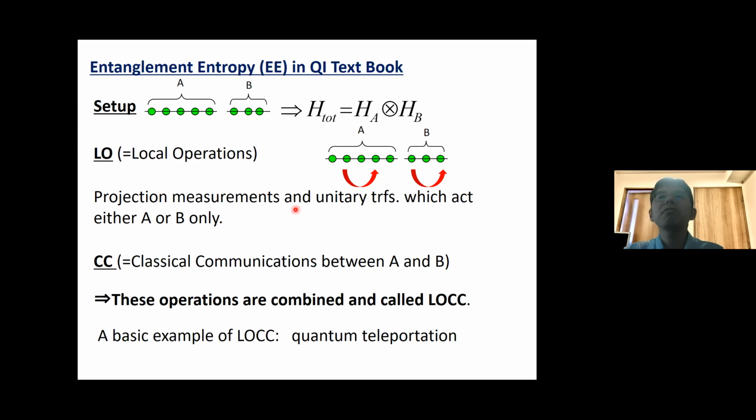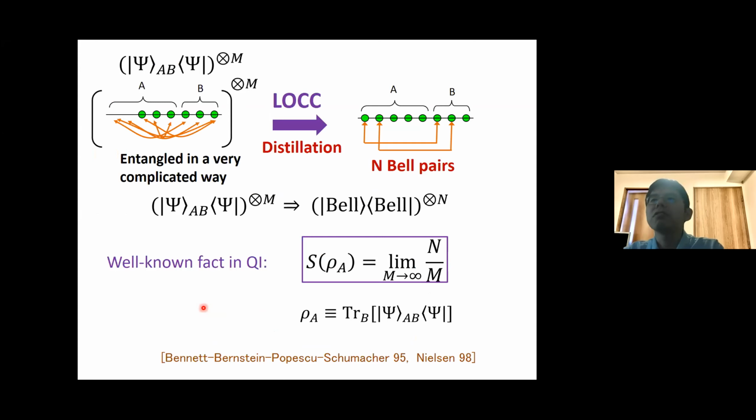Inside A and B, we apply some local quantum operation, which is called LO, local operation. So there's projection measurement, unitary transformation, or generalized operations. But we can have classical communication between A and B. These are totally called LOCC operations. The basic example of an LOCC protocol is quantum teleportation. And by using this LOCC, we can beautifully define the entanglement entropy, like here.